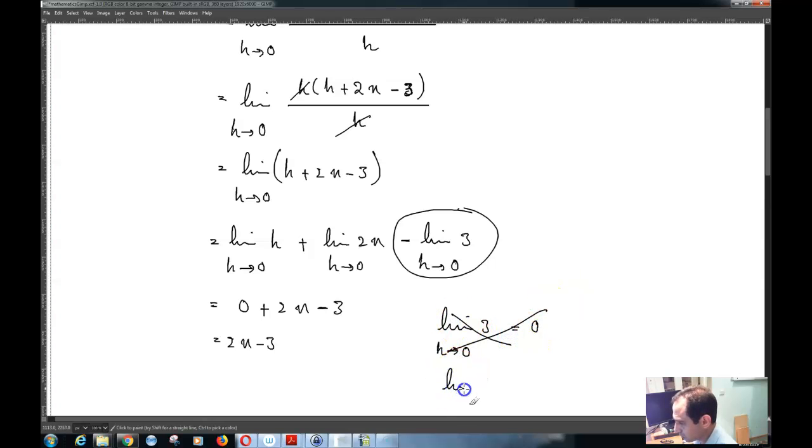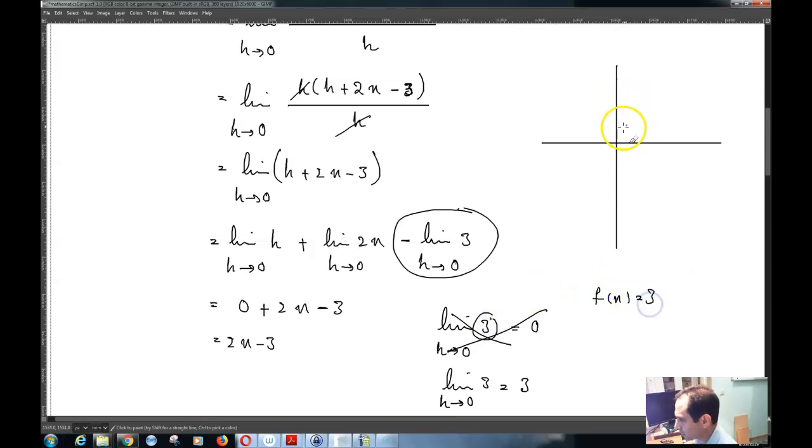The limit of 3 as h tends to 0 is equal to 3, because you can think of this as a constant function. F of x is equal to 3, and that would be 1, 2, and 3 over here. So this is f of x is equal to 3.